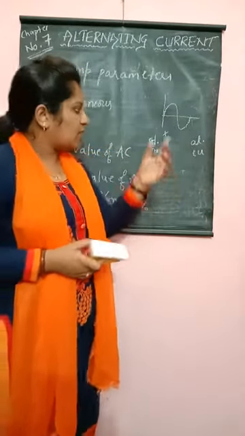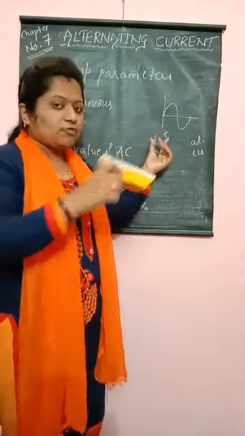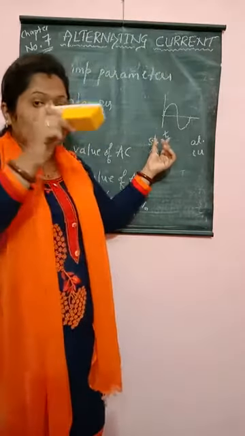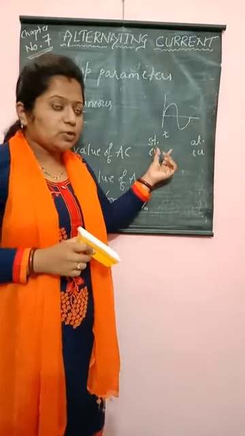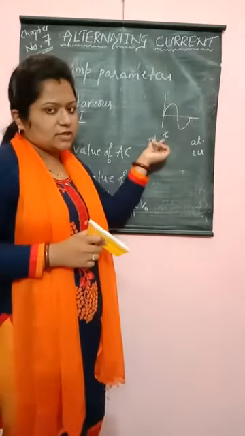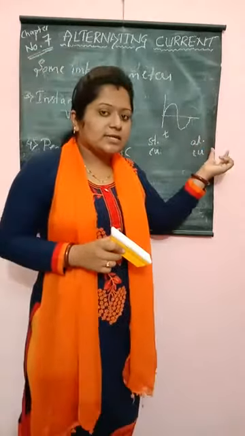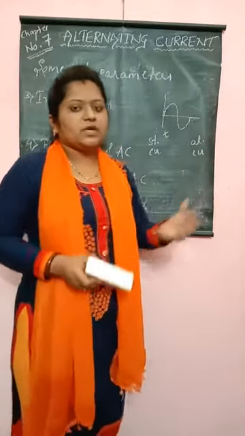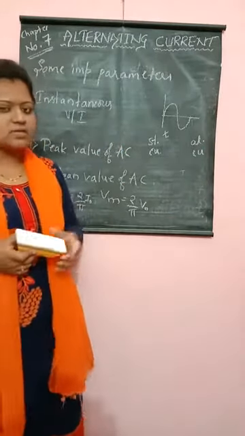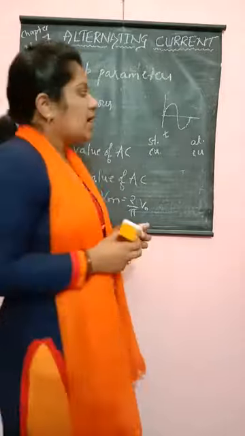So I can define it as: the mean value of AC is that steady current which produces the same amount of charge in the given interval T as produced by the alternating current in half of the time. Understood? So this is about the mean value of AC.